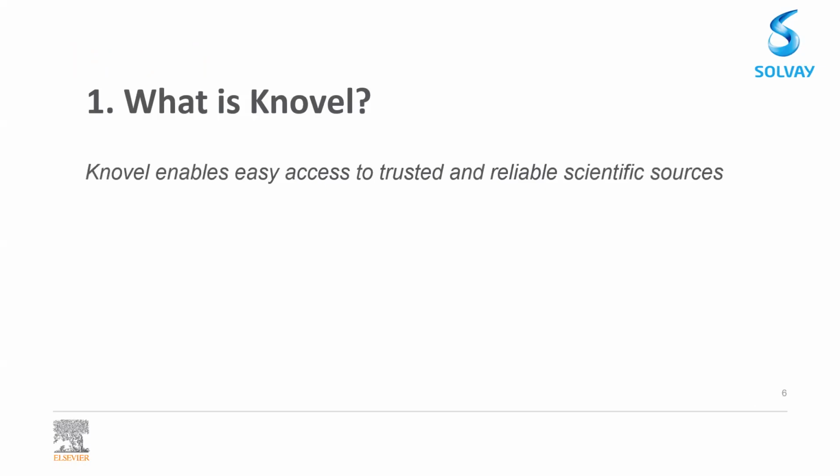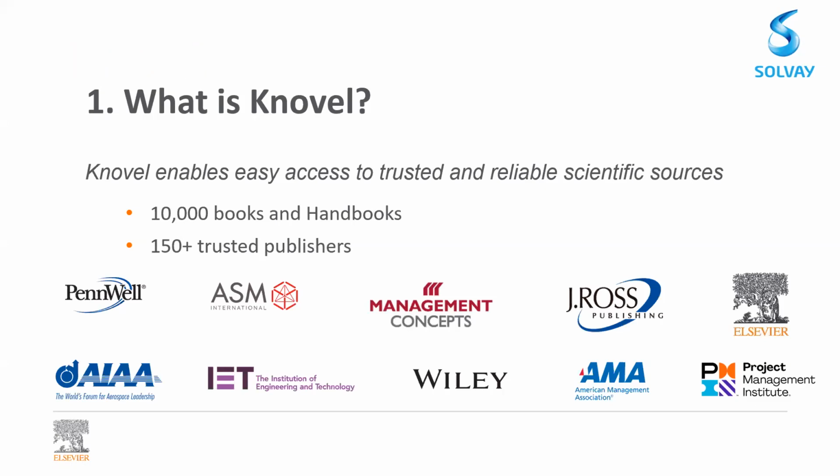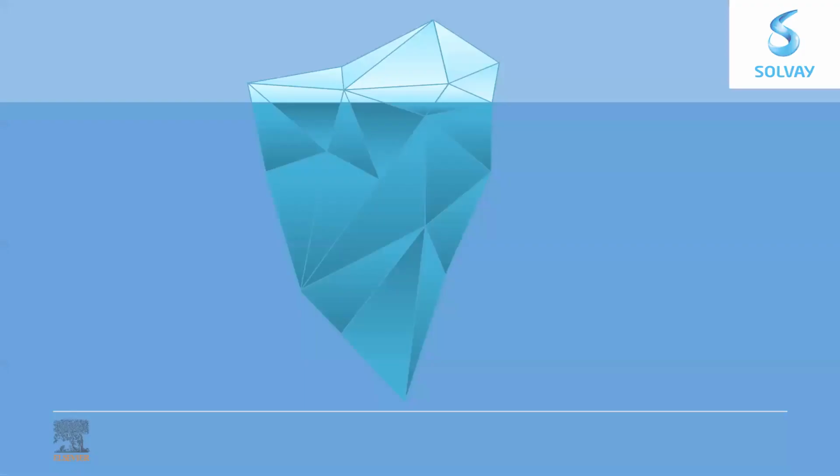Knovel enables easy access to trusted and reliable scientific sources. We have almost 10,000 books and handbooks, and the data that we have, all the books and all the information, is not only from the Elsevier publication, but from over 150 trusted publishers. Among them, you can find the ones you see here, the bottom part of the page. Now, Knovel offers advanced search options. We all know it takes much more time to search for the information you need than to actually use the information you need. When you use Knovel, you're going to save a lot of this time.